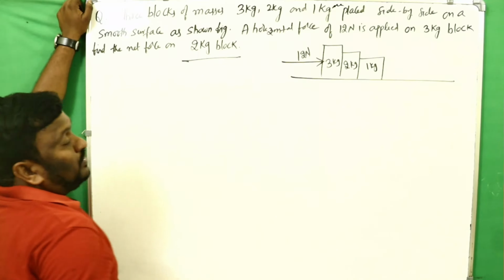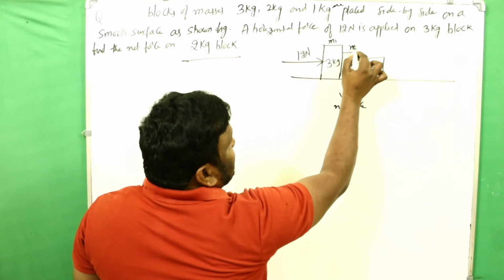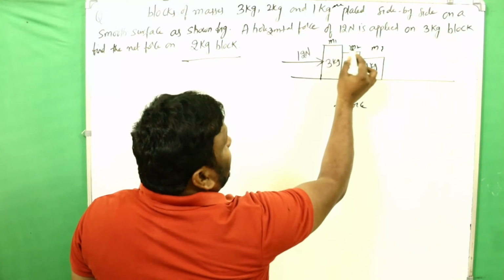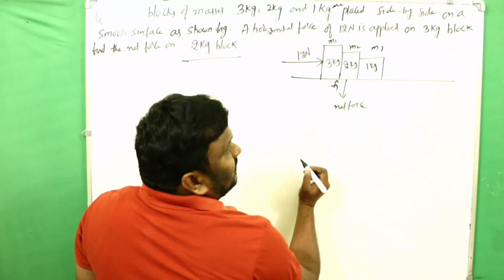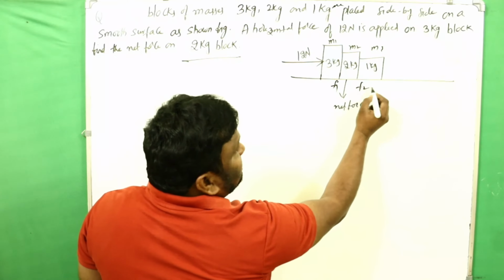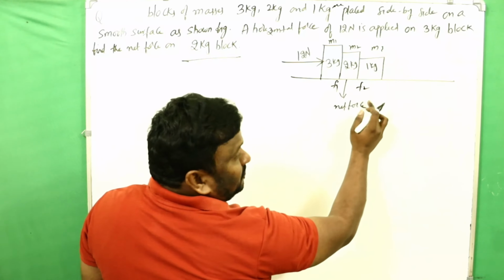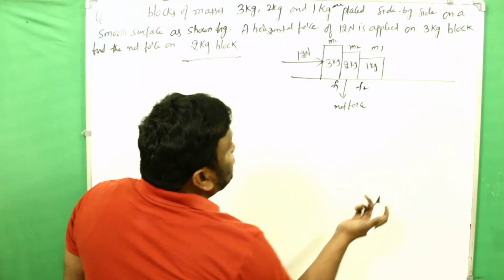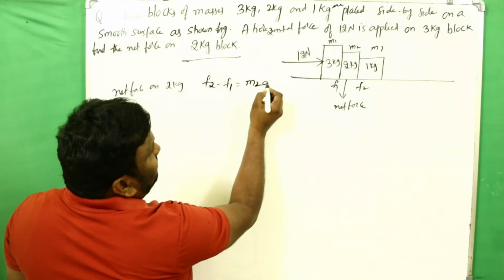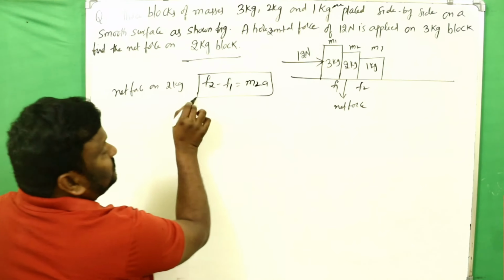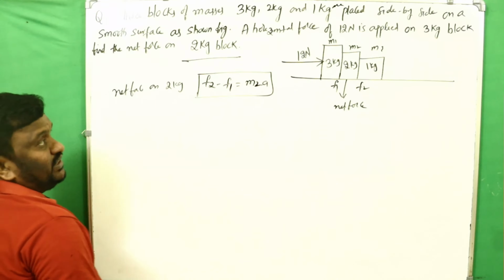So here, for example, I am saying this is m1, this is m2 and this is m3. The force between m1 and m2 we should call f1, and this in between m2 and m3 is f2. The net force on the 2 kg is simply f2 minus f1 is equal to m2a. This is the formula we are going to use.